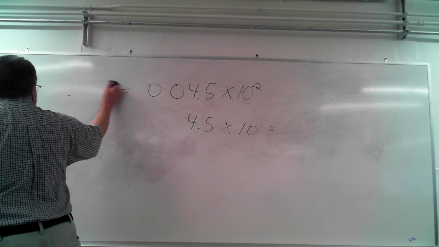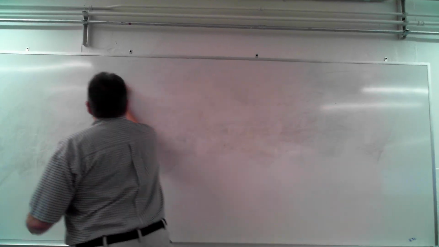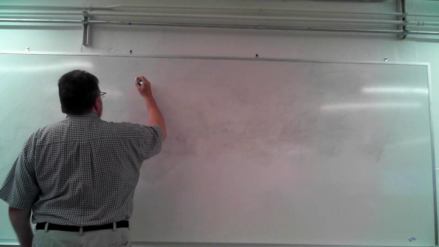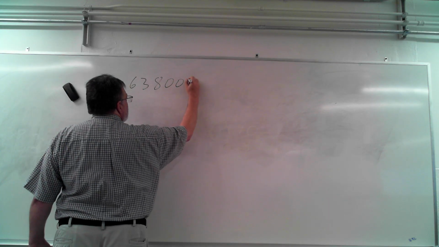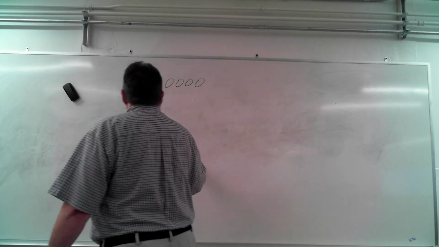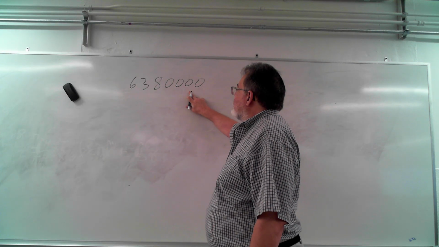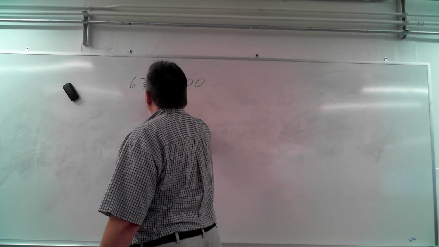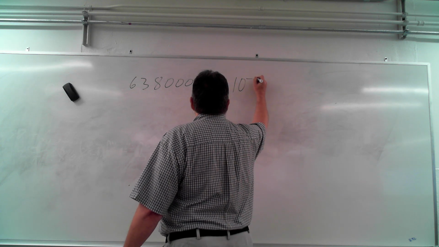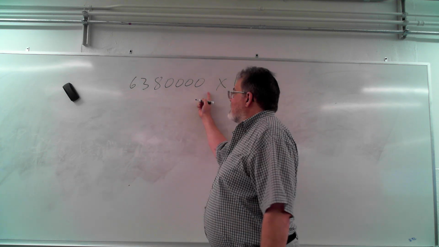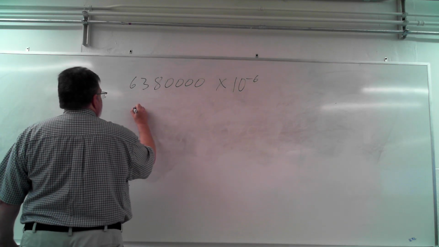Going the other way, if you have a big number with a bunch of zeros, and I said put that in scientific notation. The decimal is here, 1, 2, 3, 4, 5, 6. Times 10 to the negative 6 will get the decimal where you want it to be. But I changed the value.